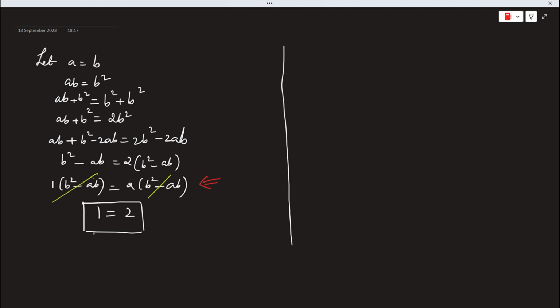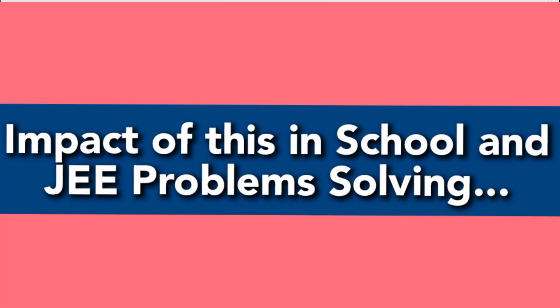Rather than doing all this, let me come directly to the point. Suppose I take 5 into 0, which is 0, and 7 into 0 is also 0. So 0 is equal to 0. Suppose I cancel 0 on both sides. Then I get 5 is equal to 7, which is again wrong. So zeros generally we should not cancel. Please remember that.